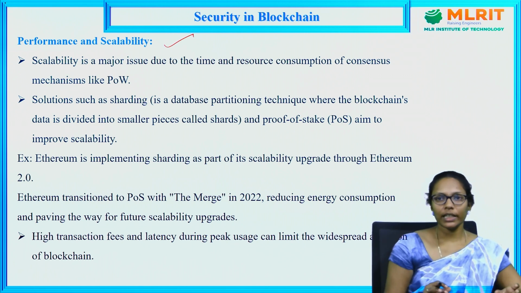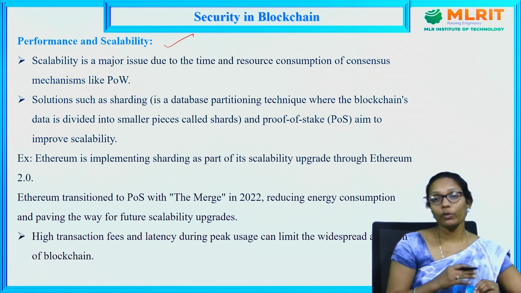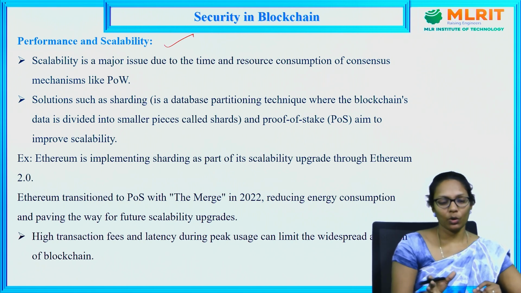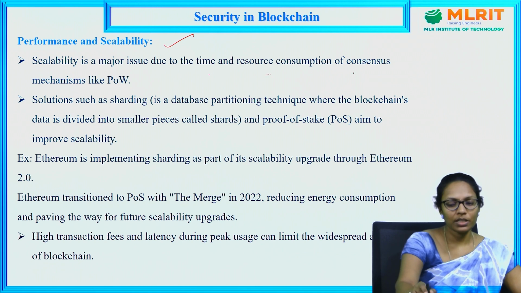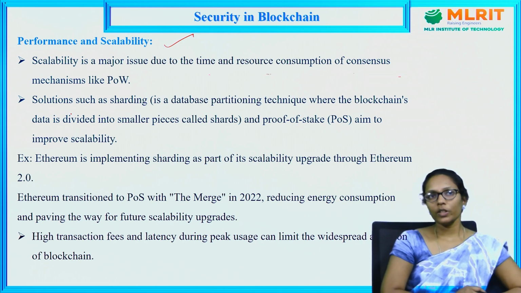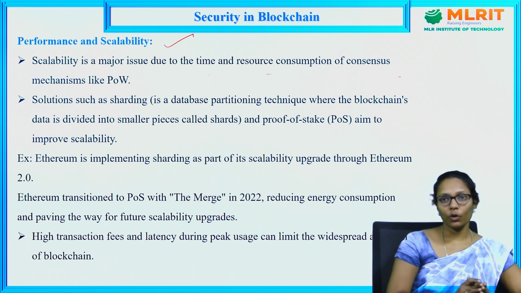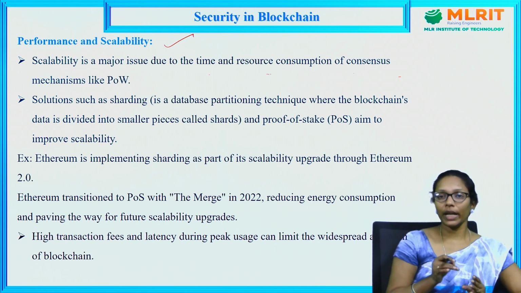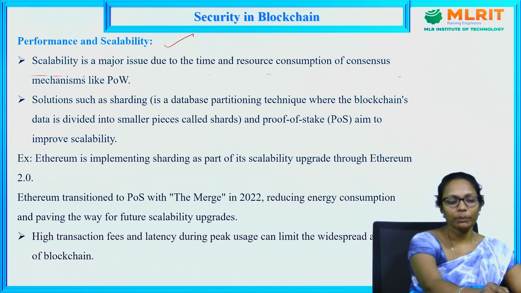So performance and scalability: how the performance will be in blockchain and how it is scalable to which applications. What is the problem with the scalability in blockchain? We will see that it also comes under security. So scalability is a major issue due to the time and resource consumption of consensus mechanisms like POW. So we know proof of work is one of the main consensus algorithms which is followed by Bitcoin. Of course, generally in blockchain also we are using this proof of work mechanism. But for this proof of work, it needs a lot of complexity, a lot of power to calculate, to perform that consensus process. So because of this, scalability will become the major issue.